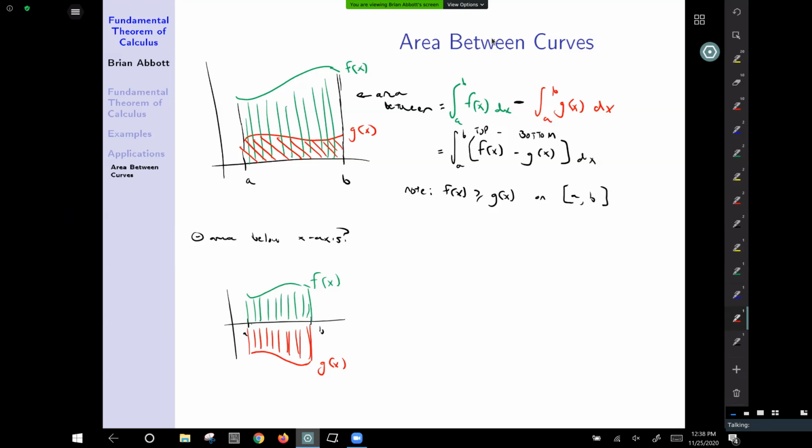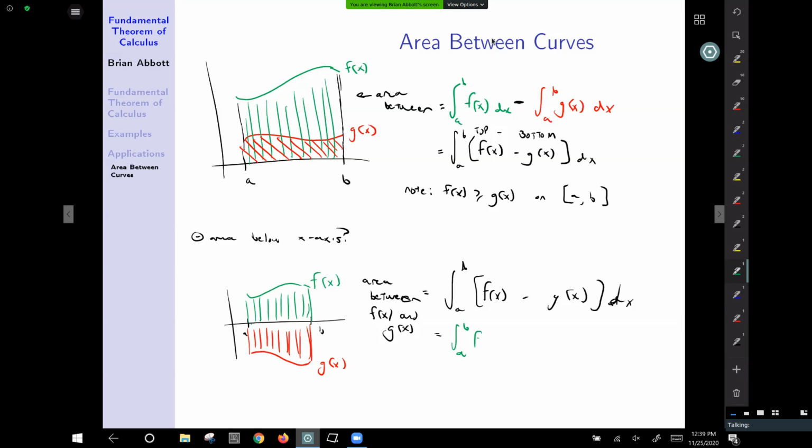So it turns out that we can use the same integral. The area between f of x and g of x, just like above, is equal to the integral from a to b of f of x minus g of x. Let's take that apart and see why this makes sense. We're going to split this up into two integrals. We'll have our green integral from a to b of f of x dx, and then we subtract our red area, the integral from a to b of g of x dx.